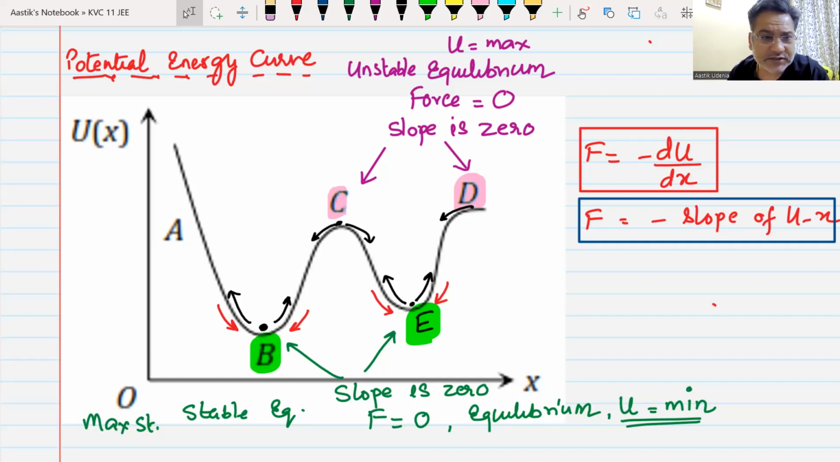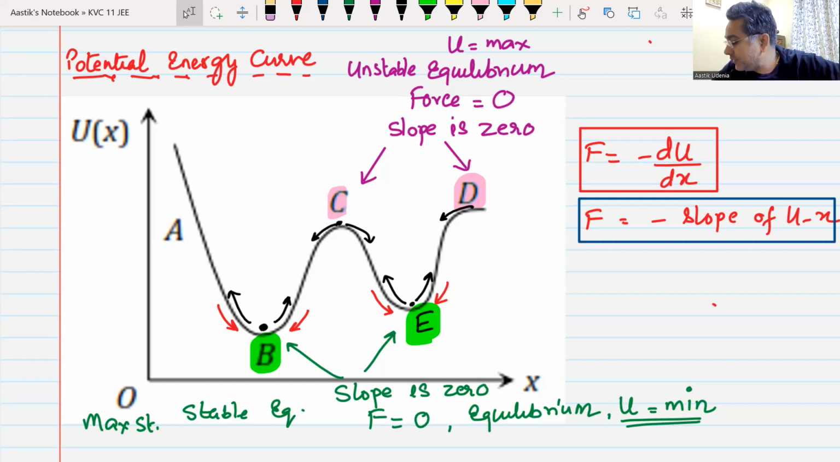This is known as the potential energy curve. Every conservative force is associated with a potential energy, and this force is the negative of the slope of this potential energy. I hope we understand this. Yes or no? Okay.